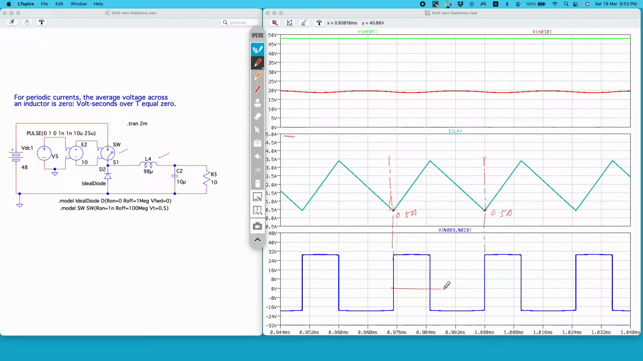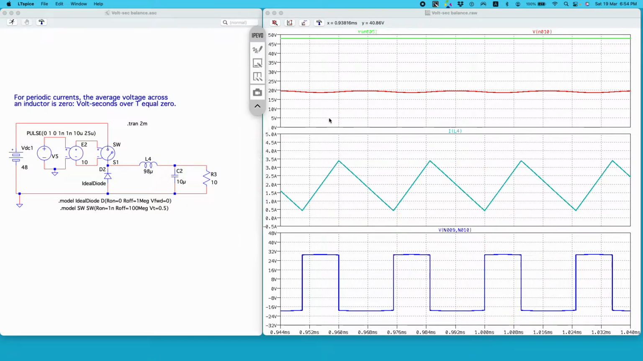Therefore, if we take the average of the voltage across the inductor in this switching time period, we will get the average equal to 0. I will not do the math, I have already verified it. You can also verify it in your circuit, but this area A1 will cancel out this area A2. Therefore, the average value of the voltage in this switching interval will be 0. Now again in the reverse manner, we can say if the average voltage across the inductor is 0, then the current flowing through the inductor will be periodic in nature.